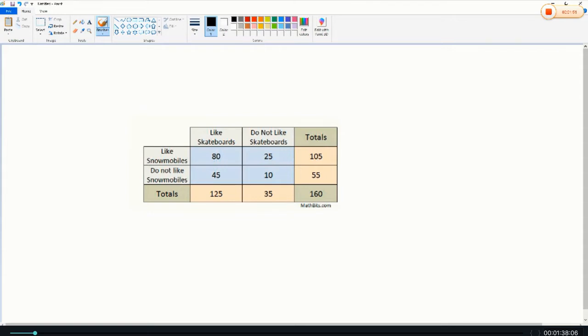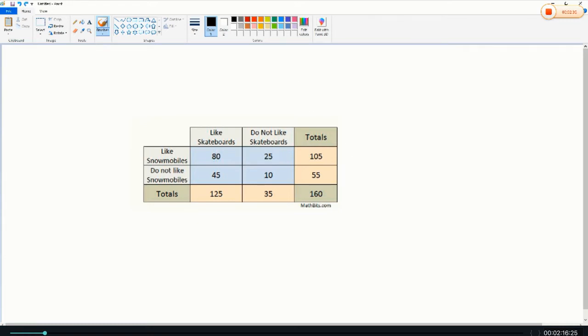There is a variable called joint relative frequency. This isn't a table necessarily, but instead this is just new information you need to learn for Unit 2. And it's basically the ratio of the frequency in a certain category to the total amount. So, for example, on the image you see right now, the joint relative frequency of people who like snowmobiles but don't like skateboards will be 25 out of 105, because there's 105 total of people who like snowmobiles.